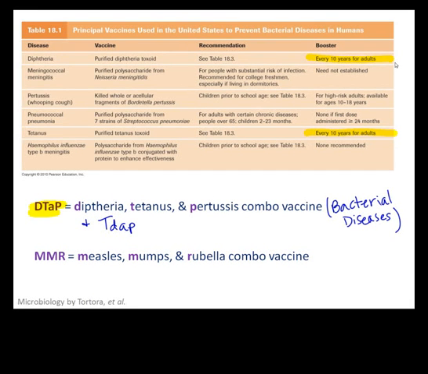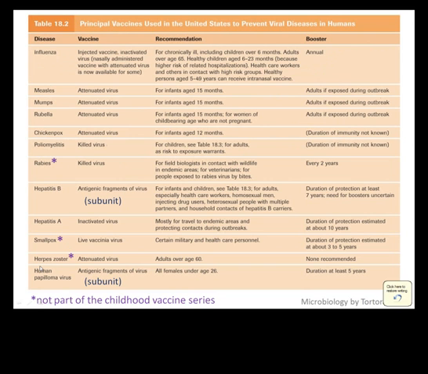I encourage you to read over this table. I've highlighted the 2 most common combo vaccines at the bottom here. MMR protects against 3 viral diseases: measles, mumps, and rubella. This table continues to list vaccines that protect against viral disease. There is quite a list here. However, it is not complete, as rotavirus and Gardasil, which protects against HPV, are not included.